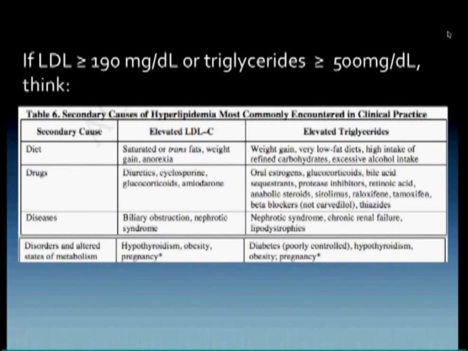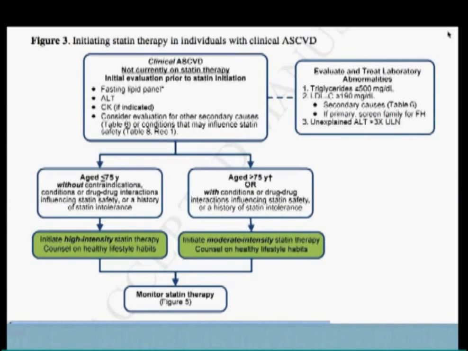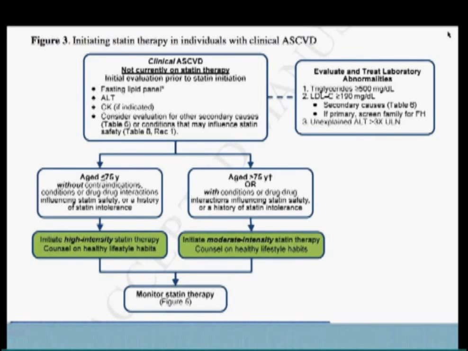before starting therapy as well. So basically, this is the main table in the guidelines, which are quite extensive, and they go into treating different types of patients. But these are our patients, the patients with cardiovascular disease. So once you've done all the laboratory testing before starting the statin, you break your patients into 2 groups: patients who are less than or equal to 75, and those who are greater than 75.